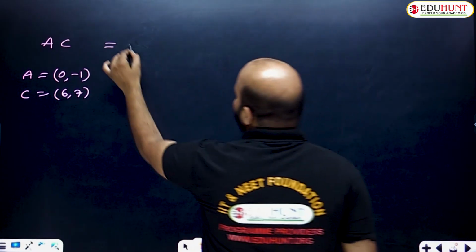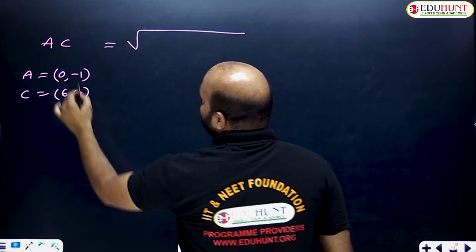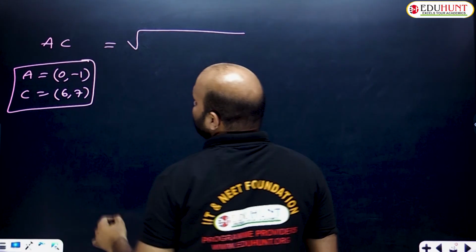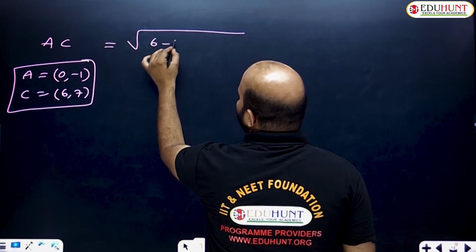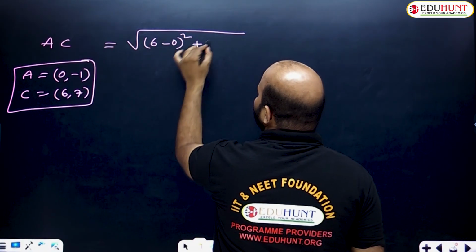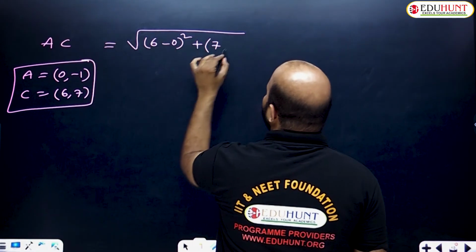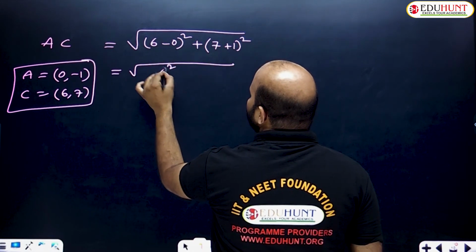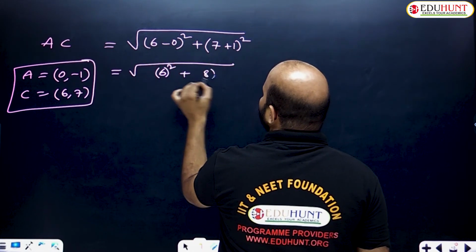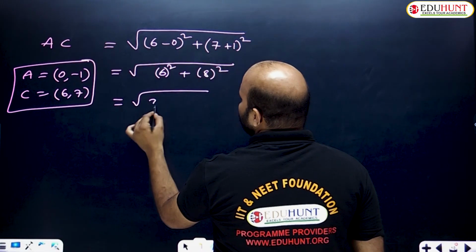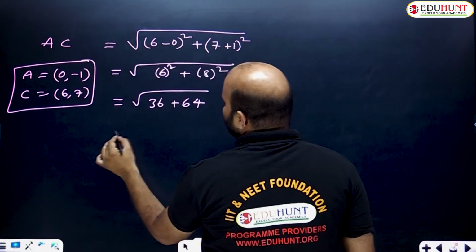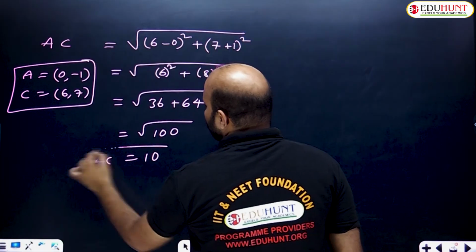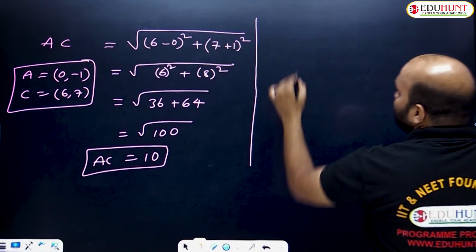By using the distance formula, square root of x2 minus x1. A coordinates are x1, y1 and C coordinates are x2, y2. So x2 minus x1 is 6 minus 0 whole square, plus y2 minus y1, 7 plus 1, whole square. So it can be written as 6 square plus 8 square. 6 square is 36, 8 square is 64. So what is the total? The total is 100. Square root of 100 is 10. So the AC distance is 10.